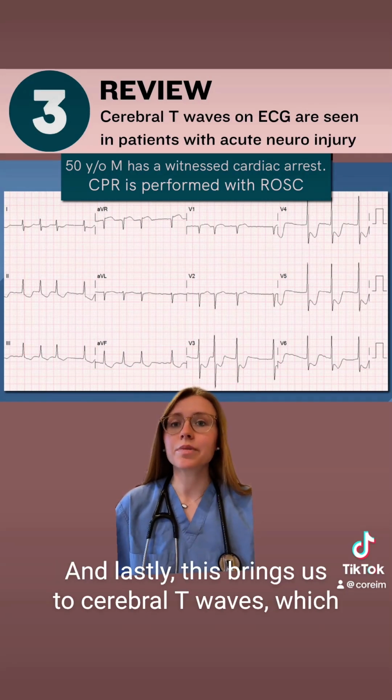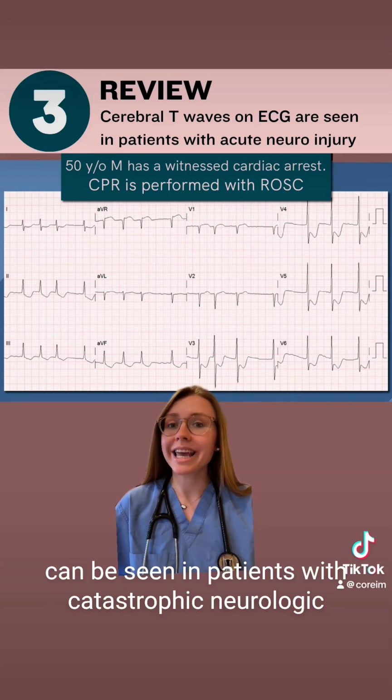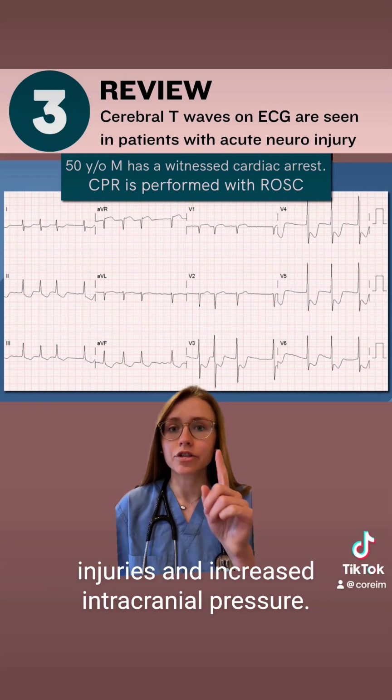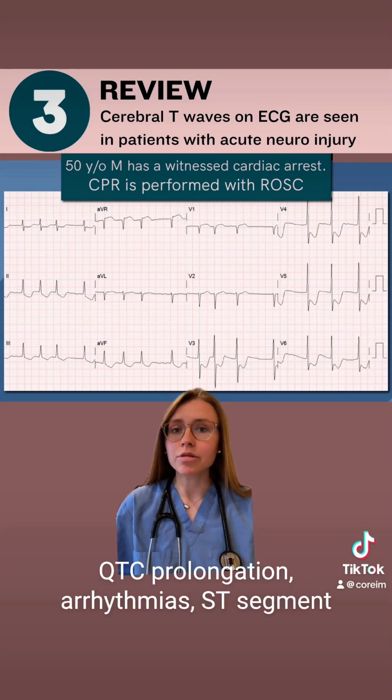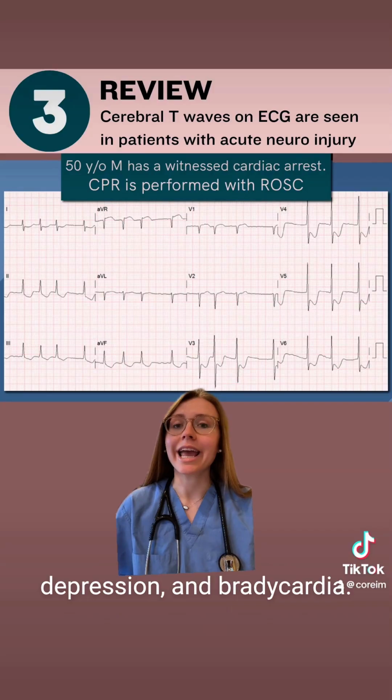And lastly, this brings us to cerebral T waves, which can be seen in patients with catastrophic neurologic injuries and increased intracranial pressure. Other EKG findings in these patients include QTc prolongation, arrhythmias, ST segment depression, and bradycardia.